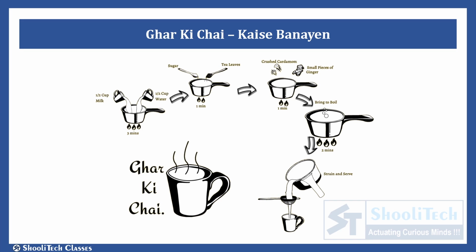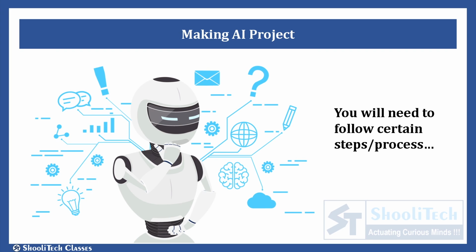Right? Means for everything that you want to do, you need to follow a proper process. And that process can have a certain list of steps. Even if you are preparing a cup of tea, you need to follow a certain process, right? Means if we want to create an AI based application, then also we need to follow a certain process. And that process is called the AI project cycle.